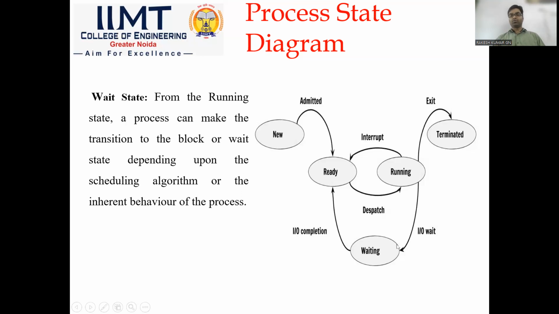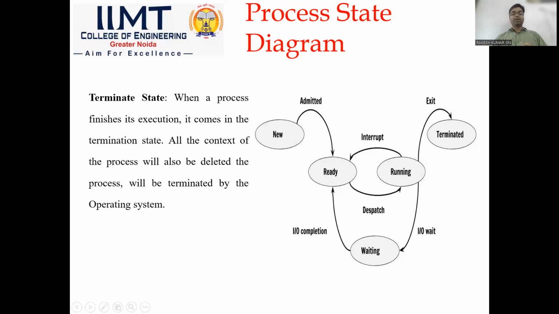and after completion of the IO, meaning any type of thing it wants from the secondary storage, or anything which is mandatory before running, it gets all those things in the waiting state. After the IO completion, it moves to the ready state. And the final one is termination, or we can say terminated. The terminated state is the last step of the process state diagram.